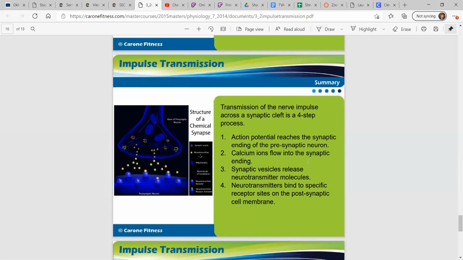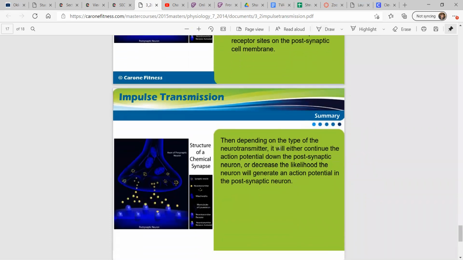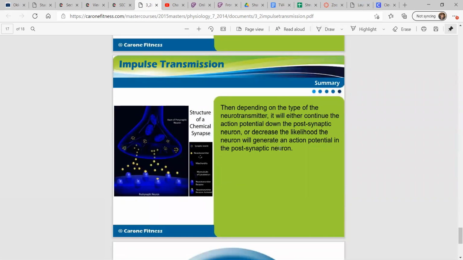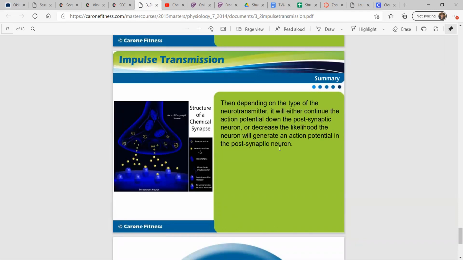Transmission of the nerve impulse across a synaptic cleft is this four-step process. Action potential reaches the synaptic ending of the presynaptic neuron. Calcium ions flow into the synaptic ending. Synaptic vesicles release neurotransmitter molecules. Neurotransmitters bind to specific receptor sites on that postsynaptic cell membrane. And then depending on the type of the neurotransmitter, it will either continue the action potential down the postsynaptic neuron, or it will decrease the likelihood of the neuron generating an action potential in the postsynaptic neuron. So sometimes you want it to be excited and sometimes you don't want it to be excited.